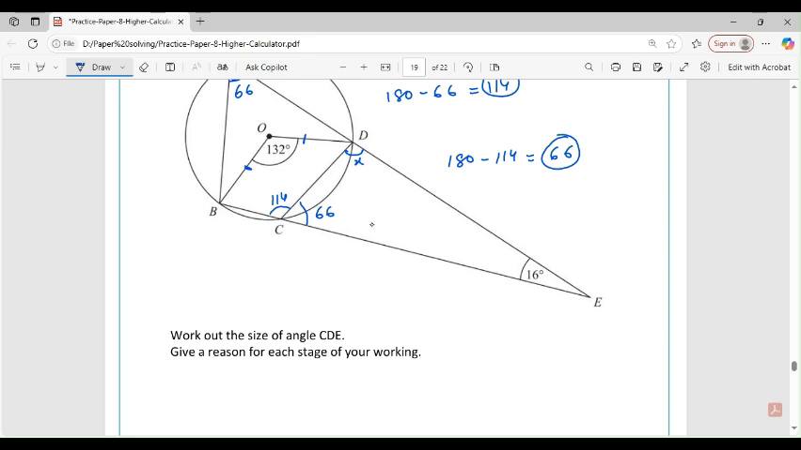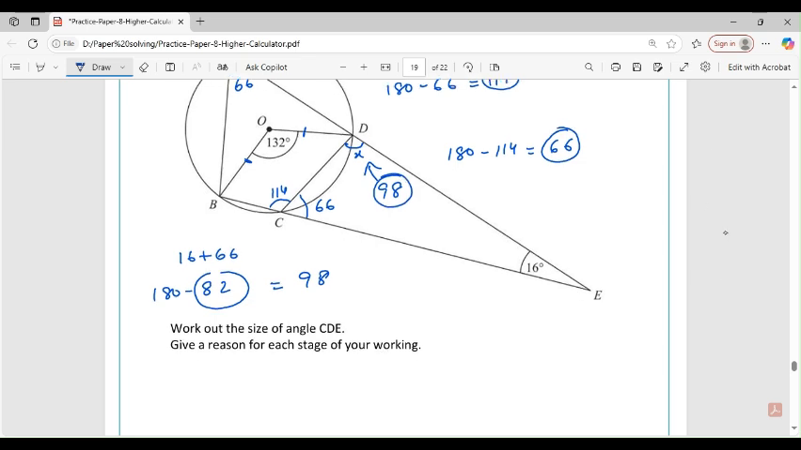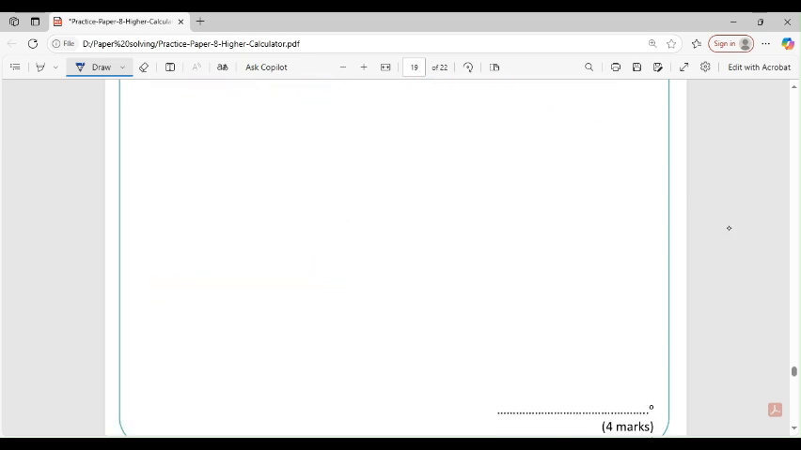the three angles of a triangle add up to 180. That means 16 plus 66. This should give you 82. Now we should know very well that once we find out the angle, it is going to be subtracted from 180. If we subtract from 180, we should get 98. So this angle is 98. Pretty simple. So this is your answer. Moving on to the next one.